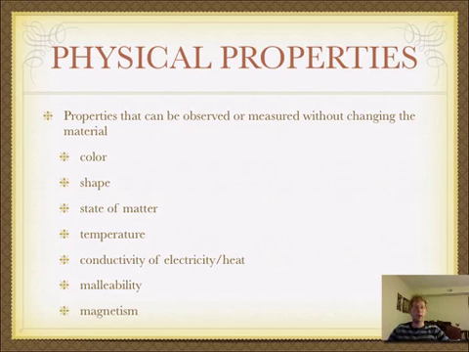Our next topic here is physical and chemical properties. Physical properties are properties that can be observed or measured without changing the material. This is the color, shape, state of matter, temperature, conductivity of electricity or heat, malleability, magnetism, density, anything that you can test or observe without changing it.